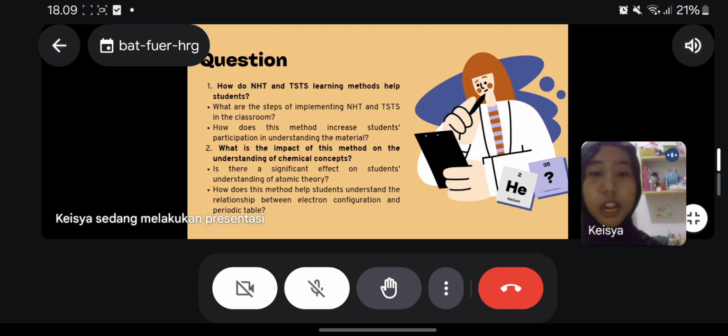Before getting into the main discussion, there are two questions that are the focus of this journal. First, how do the NHT and TSTS learning methods help students understand atomic structure and the periodic table? Are the steps in this method able to explain concepts that are often considered difficult? Second, what impact does the application of this cooperative method have on student understanding, especially on concepts such as electron configuration and quantum numbers? Through these two questions, we will explore the results of the research presented in the journal.